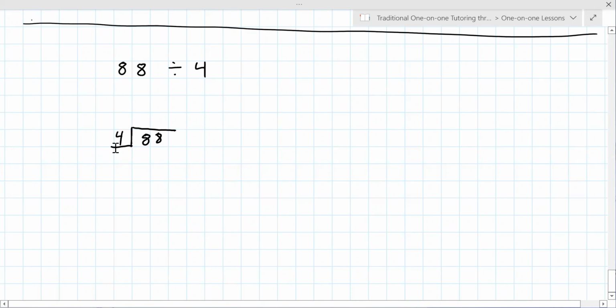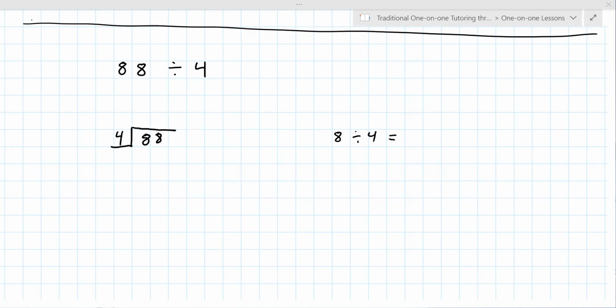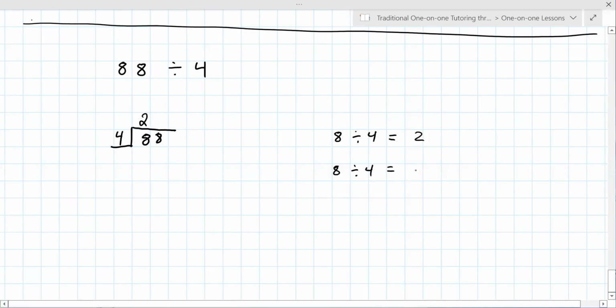So you know what I'm going to ask you? How many times does 4 go into 8? 2 times. What is 8 divided by 4? It's 2. Okay, and then the same thing here. 8 divided by 4. What is 8 divided by 4? 2. Okay, so see how the 2 goes there?